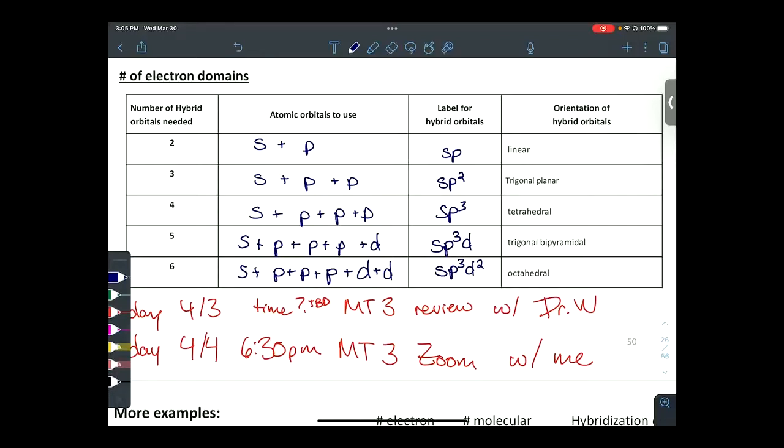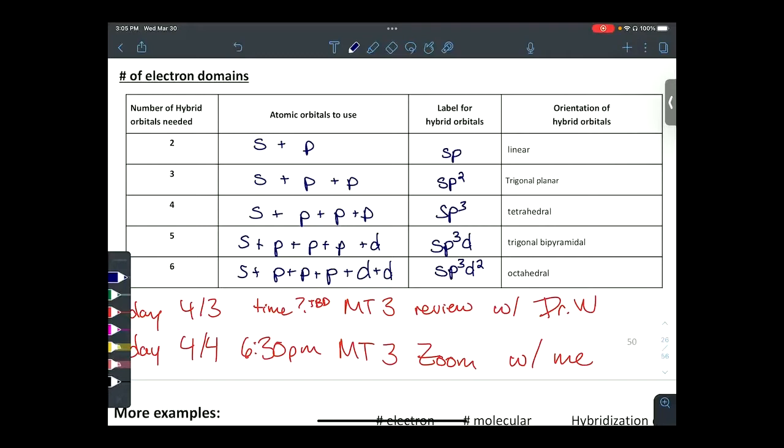And this idea of expanded octets, right? So something with 5 and 6. Just to tie it back to stuff that we learned earlier, 5 and 6 electron domains are things that have expanded octets. Do you recall the rule when we did Lewis structures? I said, when are expanded octets okay to do? Yes, when the central atom is in the 3rd period or lower.